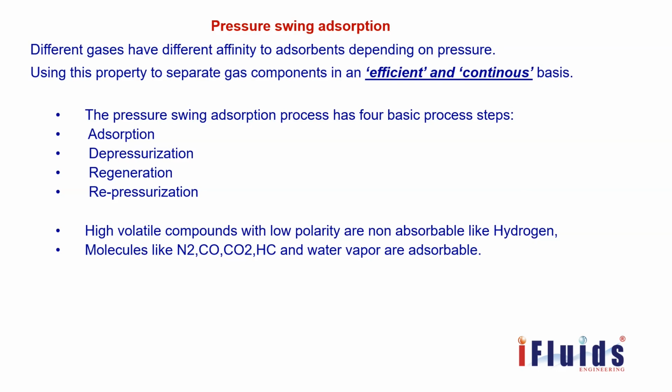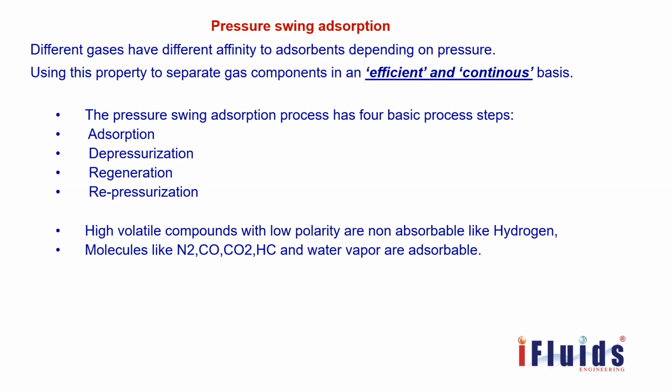Unless it's on a continuous basis, we cannot ensure hydrogen production continuously to the consumers. So the pressure swing adsorption process is the easiest process. It uses very little energy, only for operating the valves of the adsorbers. Some pressurized instrument air is used, otherwise we don't use much energy. The pressure swing adsorption process has 4 basic steps.